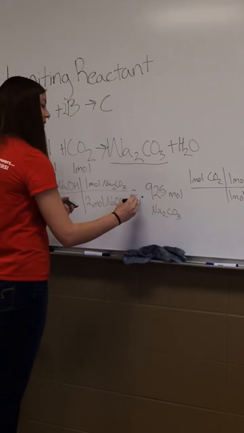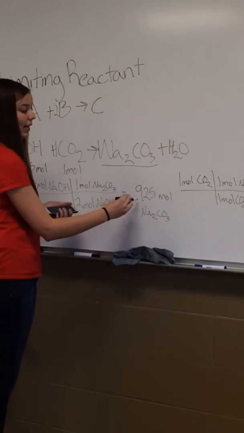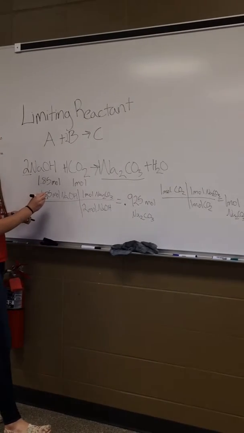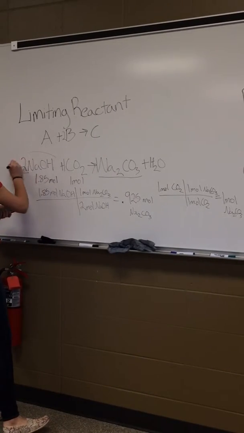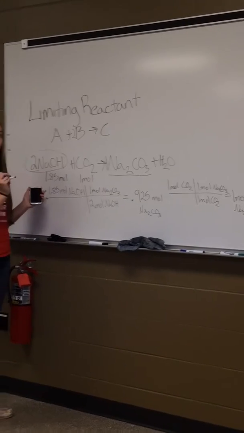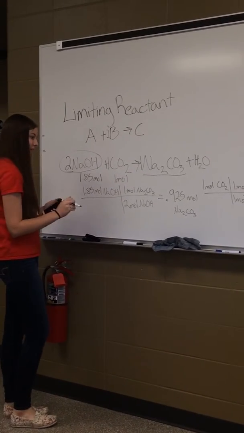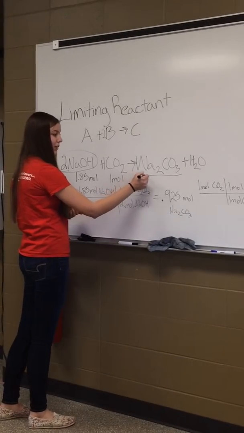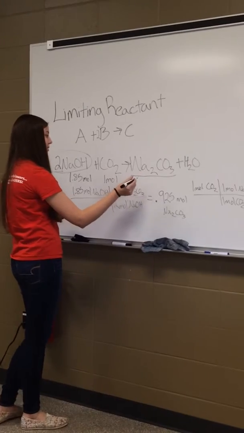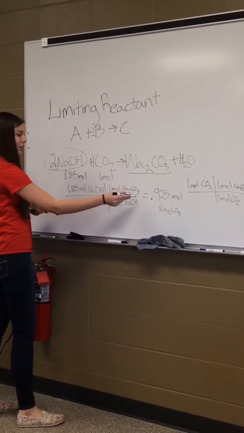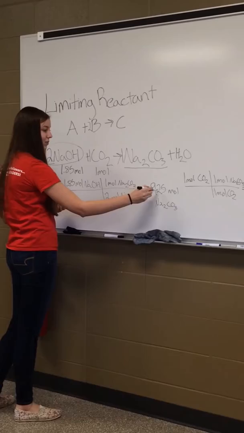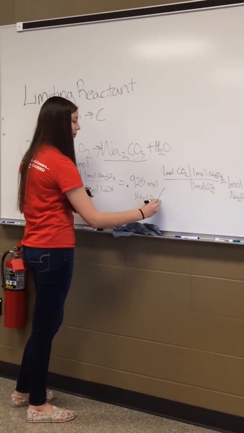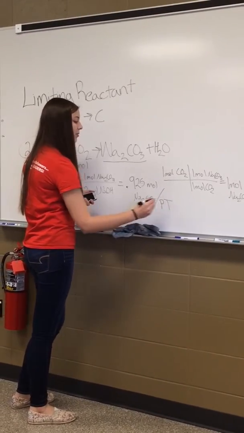So that means our limiting reactant is the one that produces the least amount of moles, which in this case, the least amount is 0.925 mole, which came from the 1.85 mole of NaOH. So that means NaOH is the limiting reactant. And then if the problem asks for grams total that can be produced, you would take this number, the 0.925 mole of Na2CO3, and divide by the mass on the periodic table to find your grams.